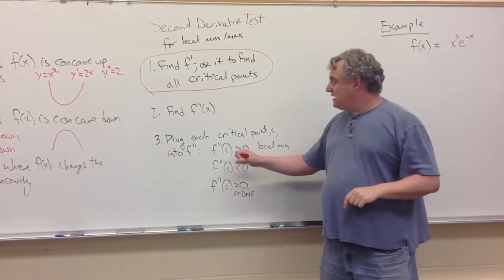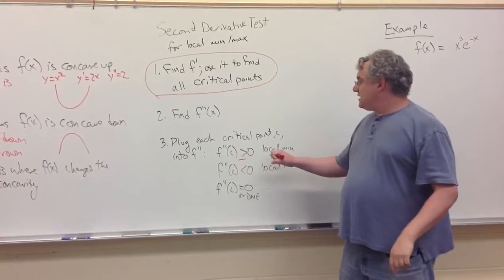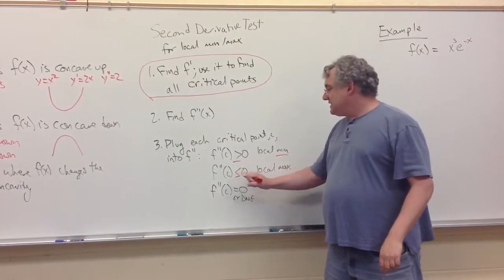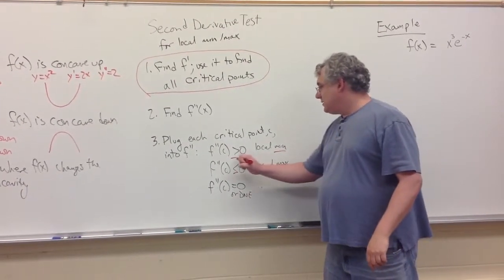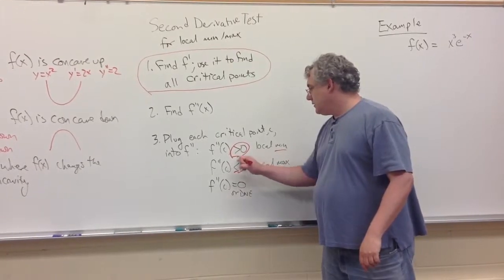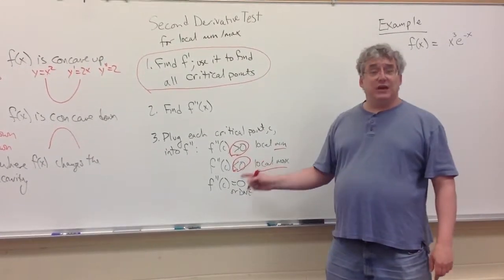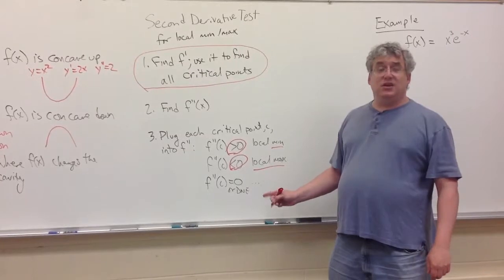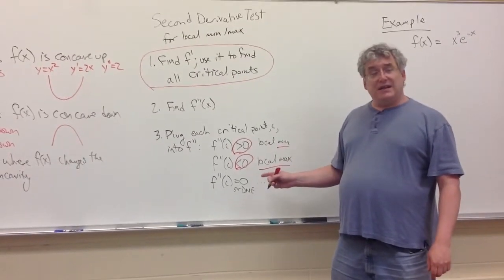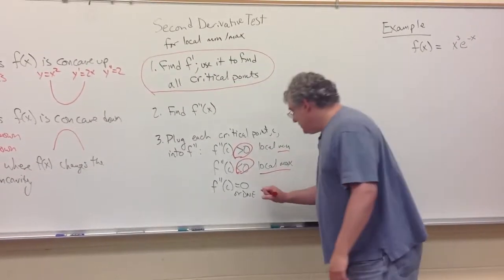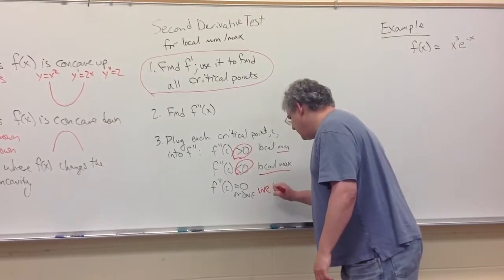It may seem contradictory. Greater than 0 means local min, less than 0 means local max. Now, what about if there's a 0 or does not exist? It'd be great if that meant there is no max or min. Unfortunately, it means we don't know.